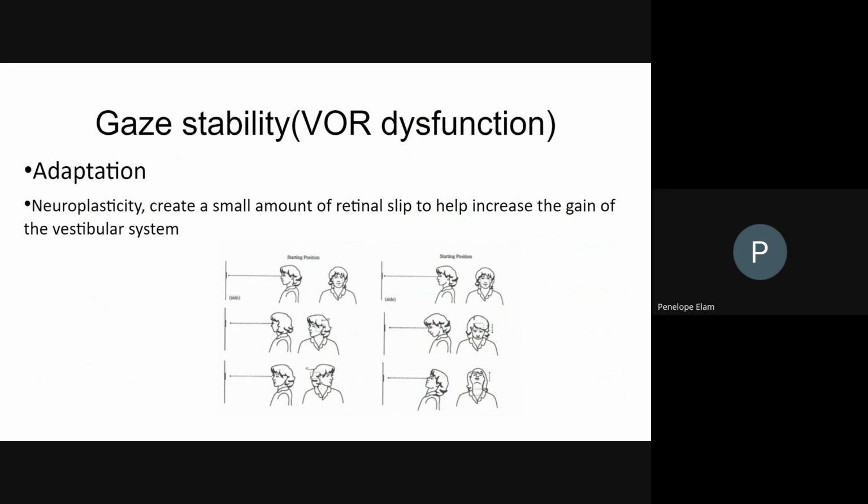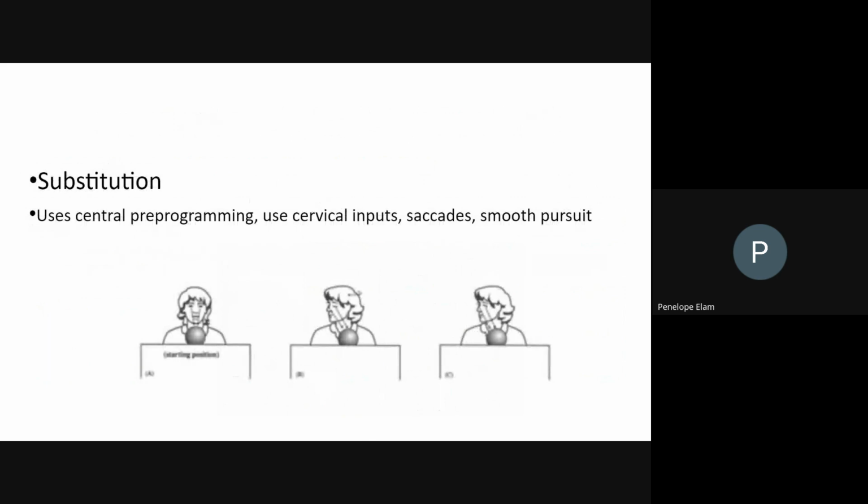When we have a hypofunction, that can be diminished because one side is not working as well. Things are not going to function as quickly because it's not going to be reading the same intensity levels because of the hypofunction. So it causes that retinal slip. We can actually strengthen that and improve that, and we would do that through neuroplasticity. We'll talk a little more about that and how we would dose it if you're doing it specifically to work on neuroplasticity and increasing the gain of the VOR.